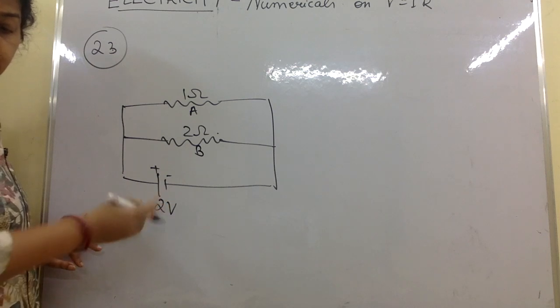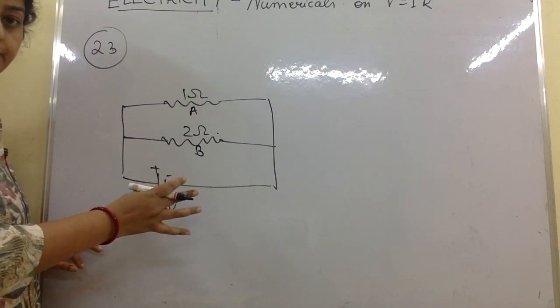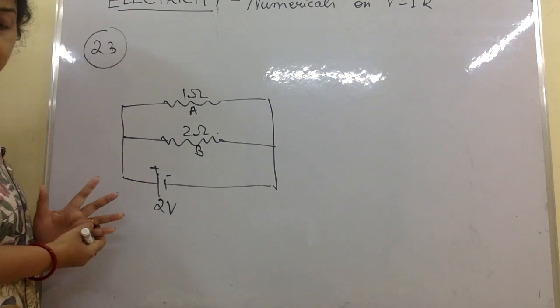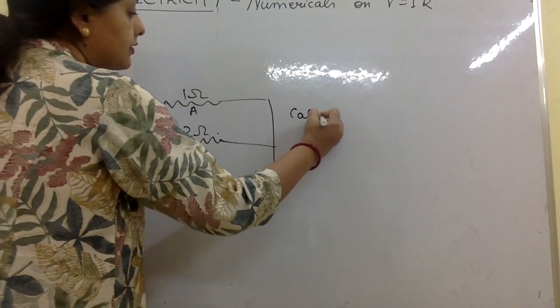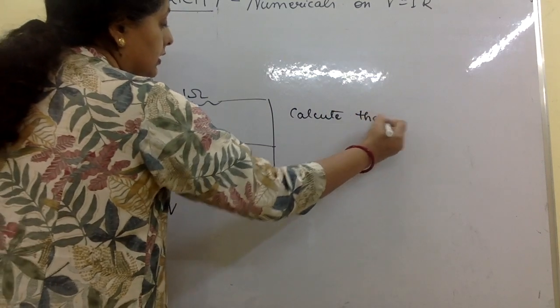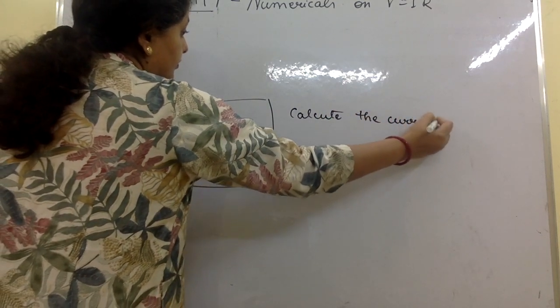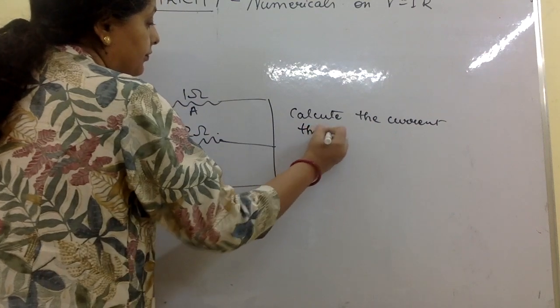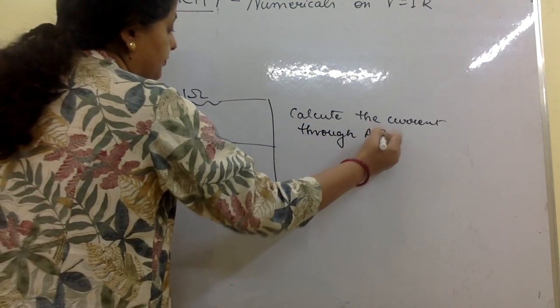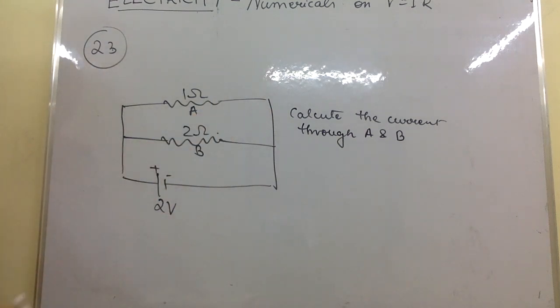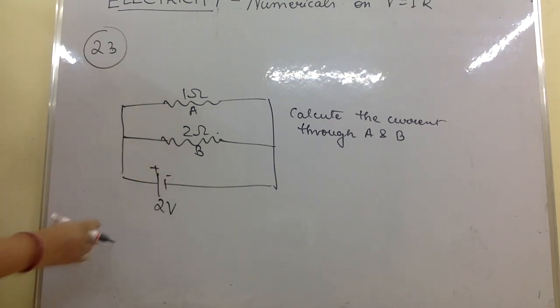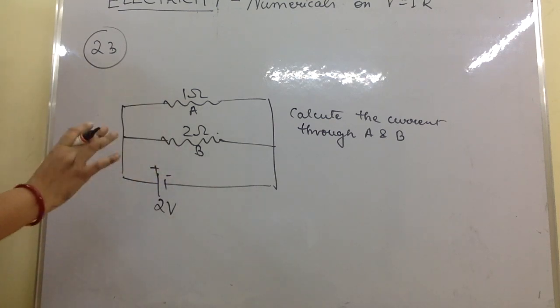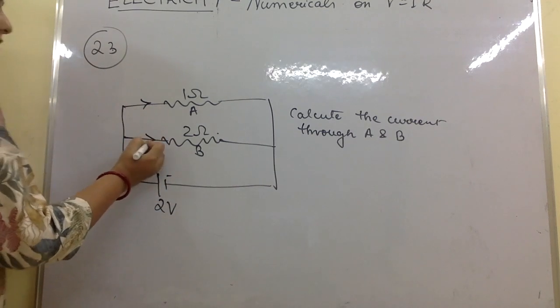Calculate the current flowing through each of the resistors A and B. Okay, now this is the sum where you have to find the current flowing through A and B. This is our question. Now where is A and where is B? This is A, this is B. A is 1 ohm and B is 2 ohms, and this is 2 volts. How much current is flowing through this and how much is flowing through this?